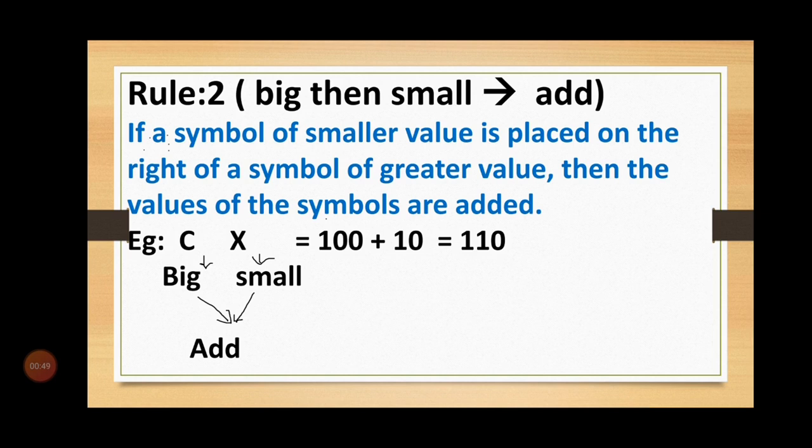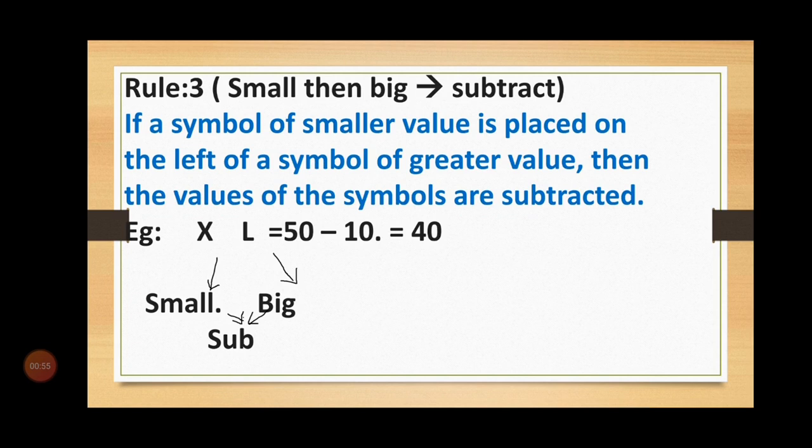So we should add the two values. So 100 plus 10 is equal to 110. Then rule 3, small then big means subtract.